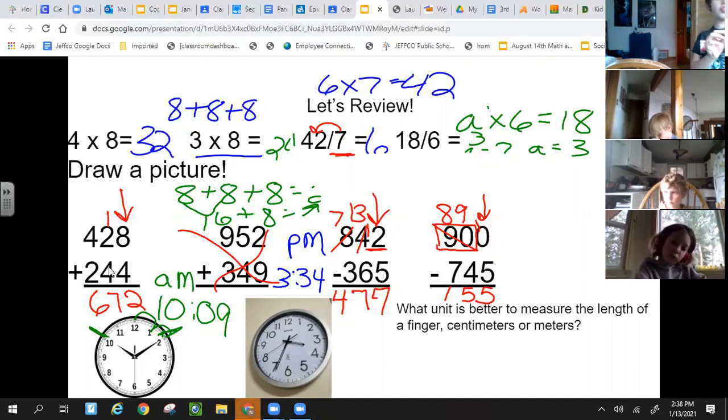What unit is better to measure the length of a finger? Centimeters or meters? Stand up if you think centimeters.